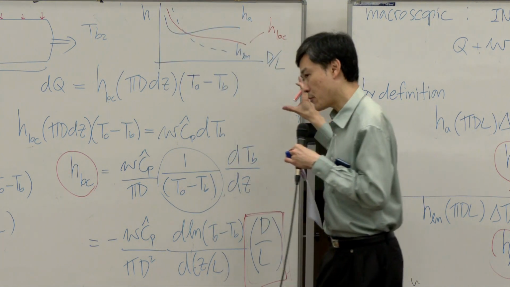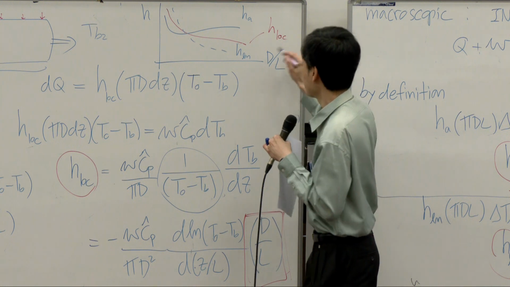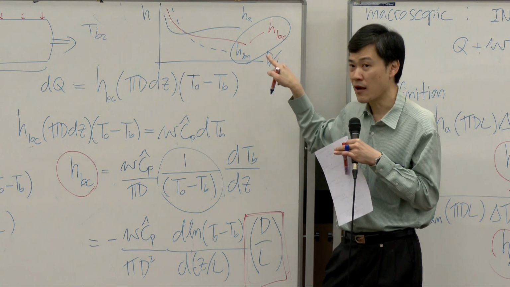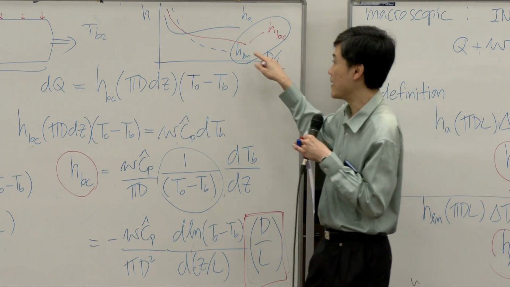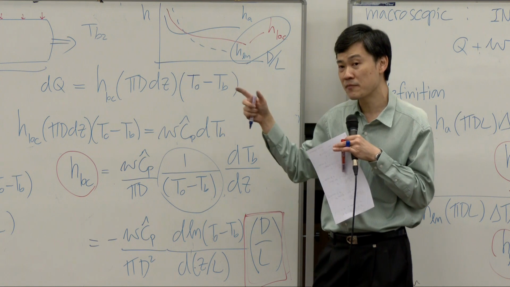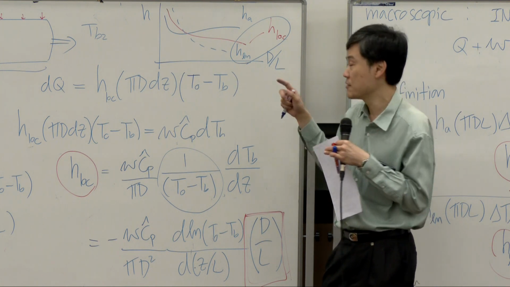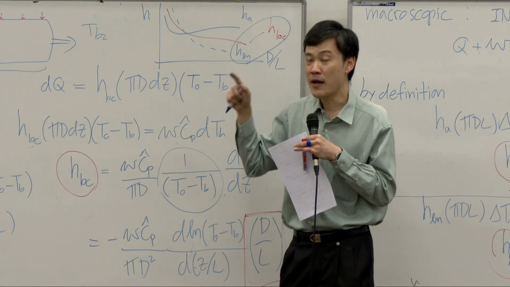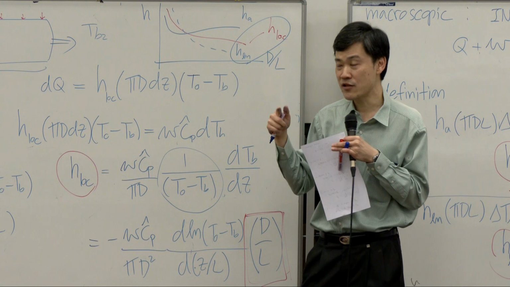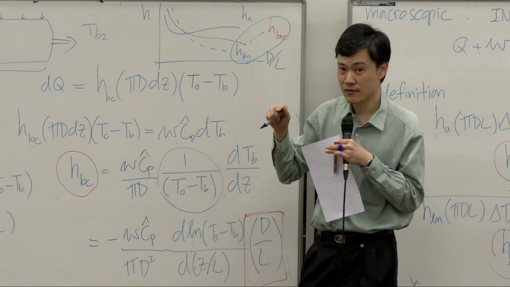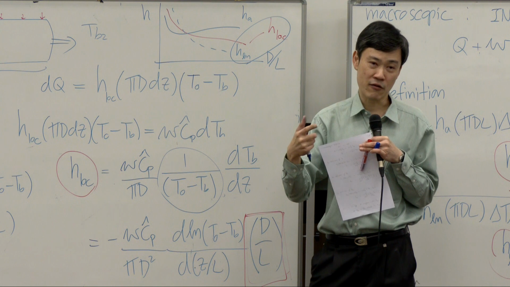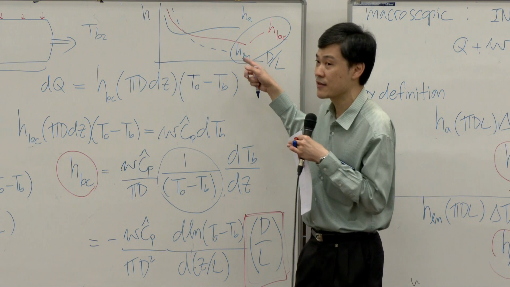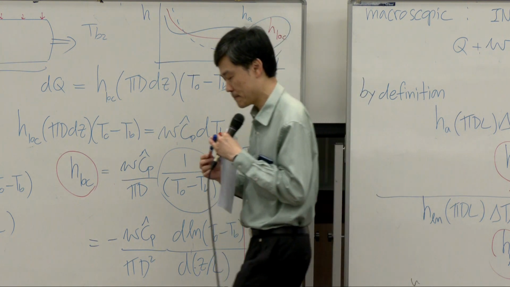From the real experiments, people have found that these two, H log mean and H local, are closely related. So they're similar in shape, location and position. Therefore, people always said that H log mean would give a better or more accurate calculation than HA or H1. That's why when you do the calculation for heat transfer in a heat exchanger, you usually use H log mean. Okay?